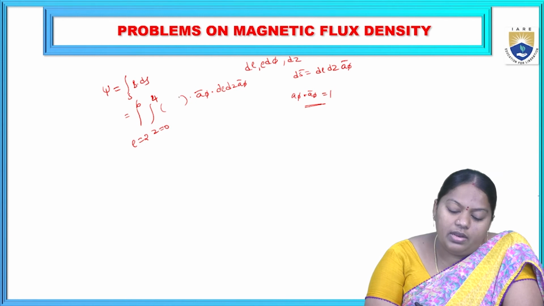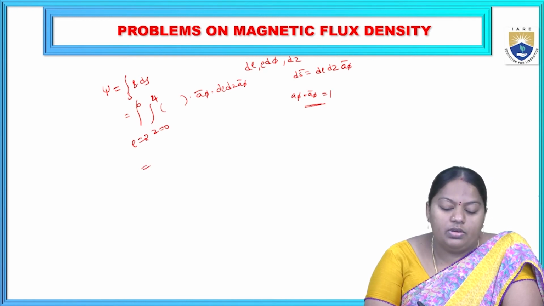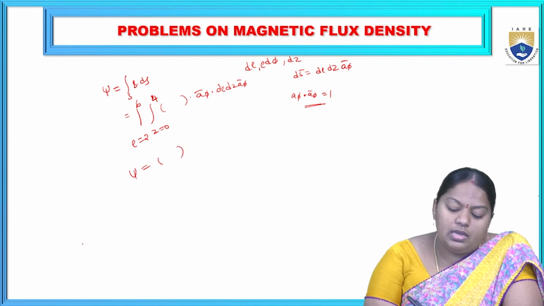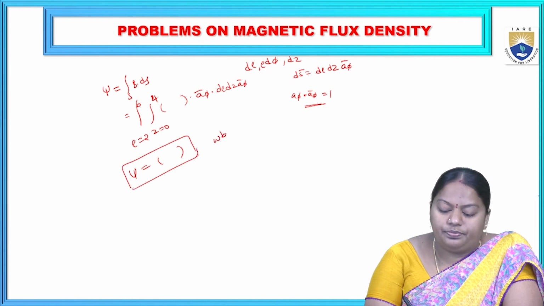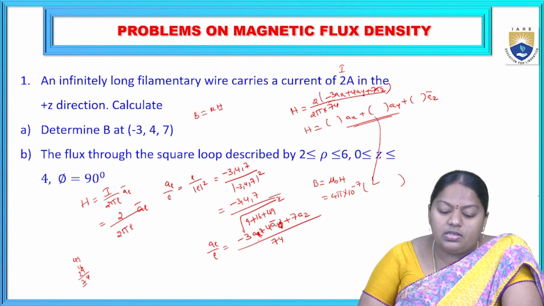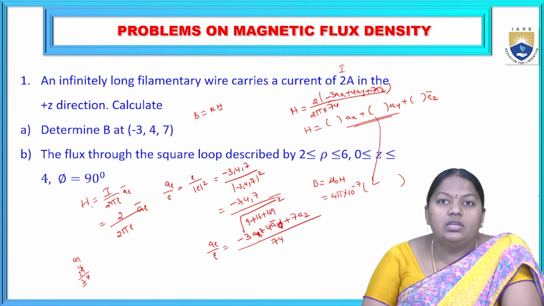After evaluating the B value and integrating with respect to rho and z, if we substitute the lower and upper limits, for rho it is 2 to 6 and for z it is 0 to 4, then the flux can be expressed. Magnetic flux is measured in Webers. This is the way we evaluated the flux passing through a square loop described by 2 less than or equal to rho less than or equal to 6 and 0 less than or equal to z less than or equal to 4, where phi equal to 90 degrees.